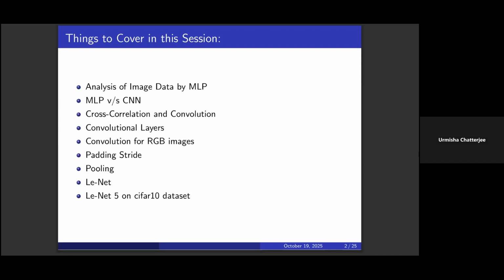It involves operations like cross-correlation and convolution. Then how the hidden layers inside a CNN work, followed by how CNNs can be used for RGB images. First, we will see it for grayscale images, that is two-dimensional images, and then for RGB images. A few more technicalities like padding, stride, pooling, and lastly, we will look at LeNet. LeNet is a complete CNN architecture, and probably the first one. It's quite popular and even used today in several modern technologies.